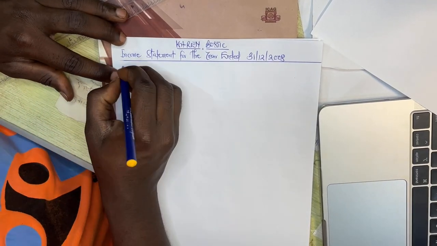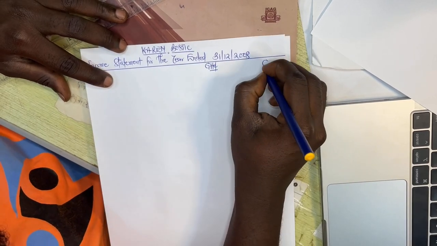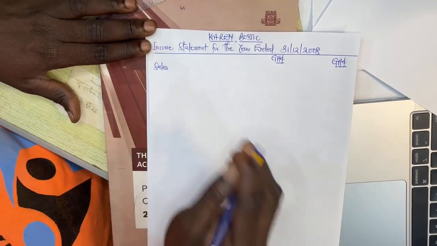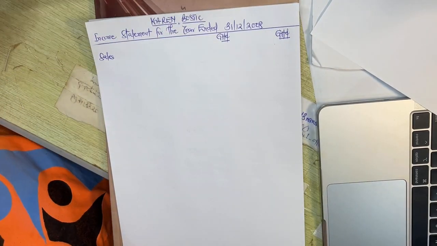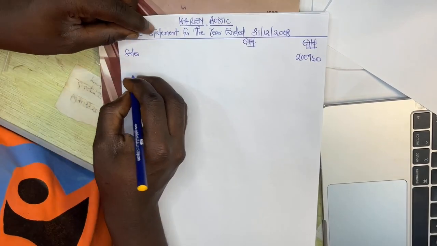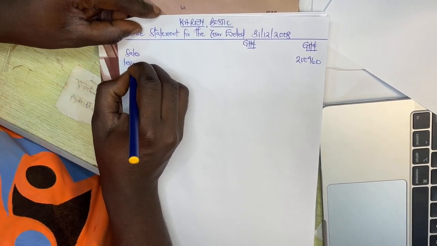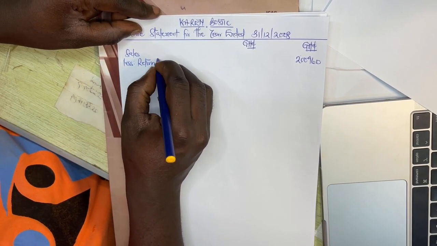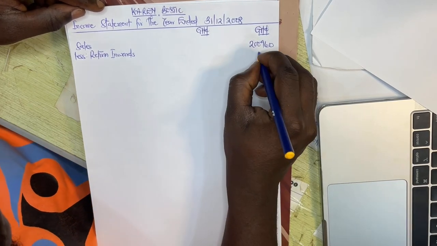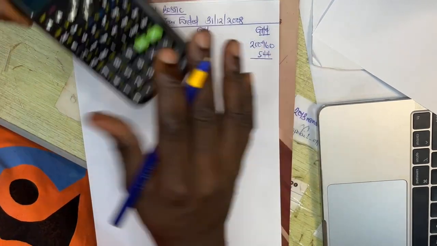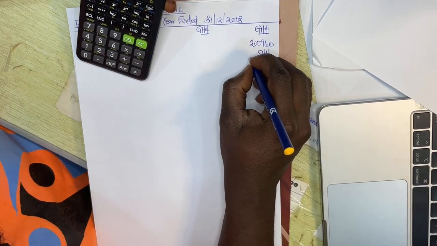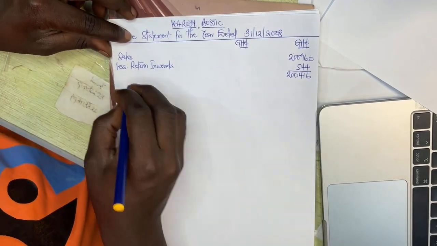The first one will be the sales. Give your dollar sign, colon. Sales. And how much is the sales? Let's look through purchases and sales. Sales is 200,960. And we less our returns inwards. How much is returns inwards? 544. Okay. 200,960 minus 544, we get 200,416. These are net sales.